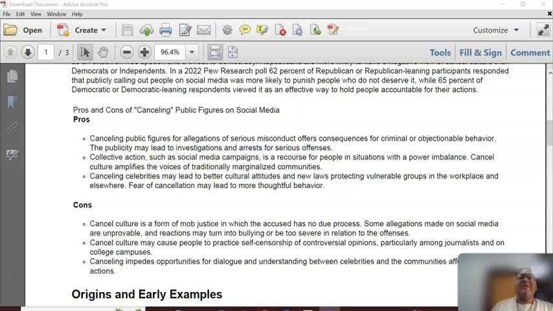Some public figures are canceled for the wrong reasons. Take Colin Kaepernick, for example. Colin Kaepernick was canceled because he took a knee during the singing of the national anthem to recognize those African Americans who were victims of police brutality. He was canceled by the larger society. He was never able to get onto a football team. Was that right?